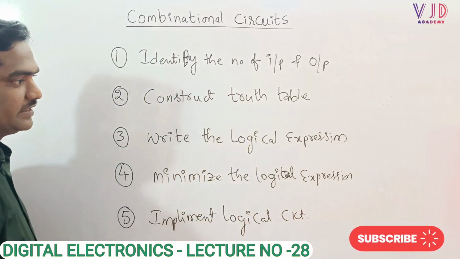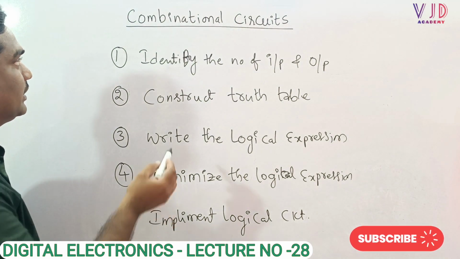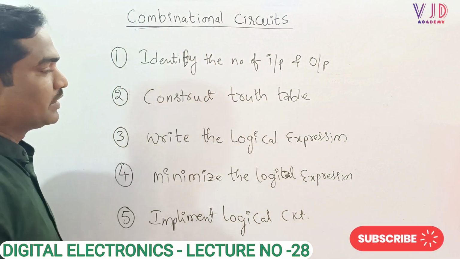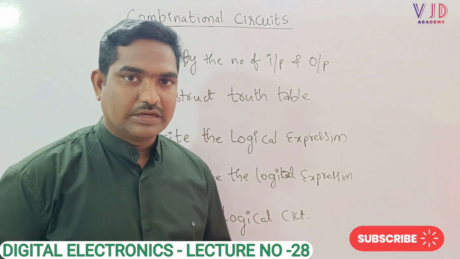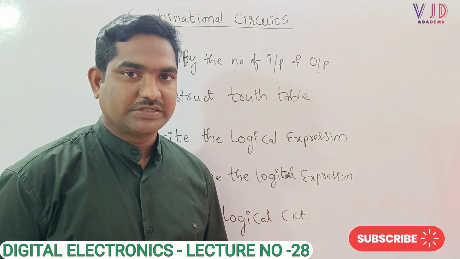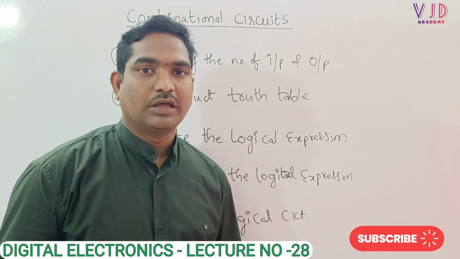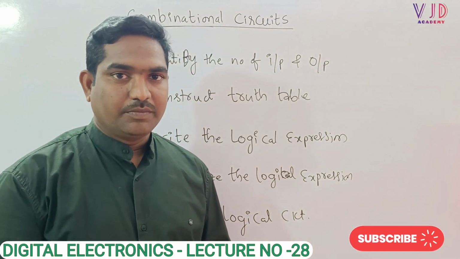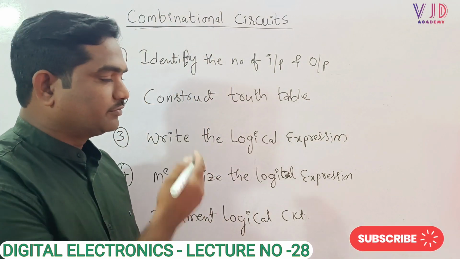These are the 5 steps that we must follow for whatever circuit we are dealing with under combinational circuits. Let us try to understand half adder, full adder, half subtractor, full subtractor, and even multiplexer, demultiplexer, encoder, decoder, carry look-ahead adder. All these combinational circuits we are going to learn by following this 5-step procedure.